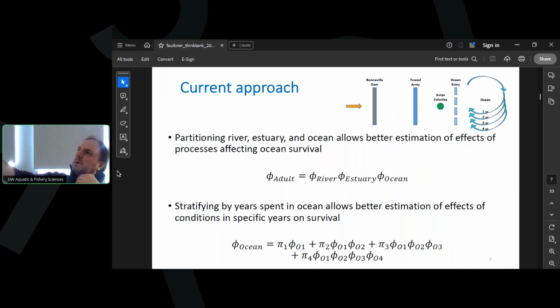So phi is survival here, and I'm just showing it in terms of the components of what that phi adult is for a given year. I'm not showing the index for year or day or anything here, but just in general, partitioning the river, the estuary, and the ocean. And then even further, we can use the information on the years that they spend in the ocean.